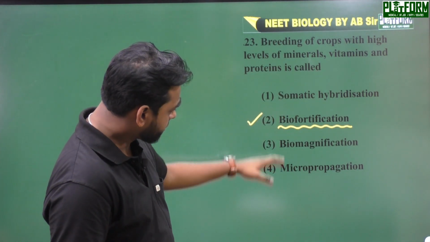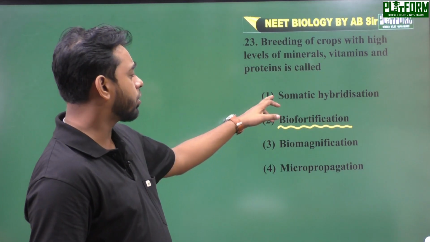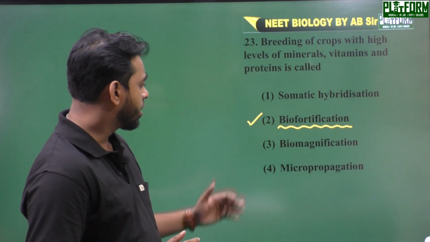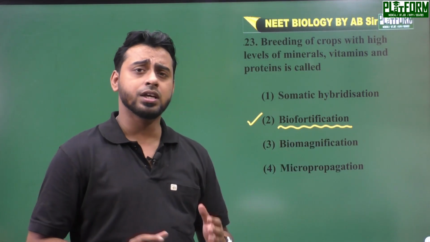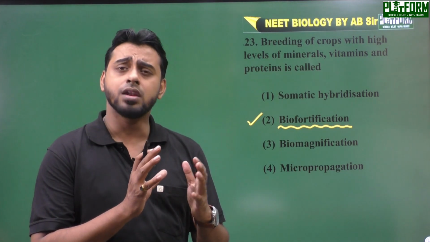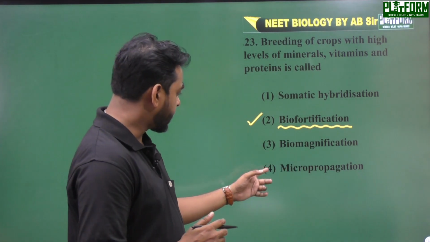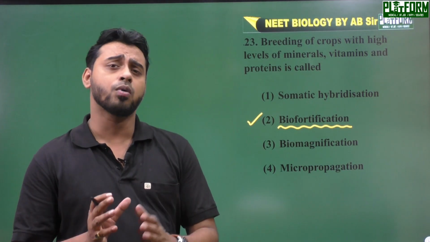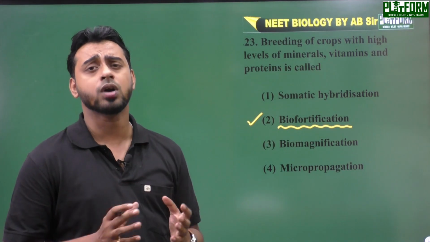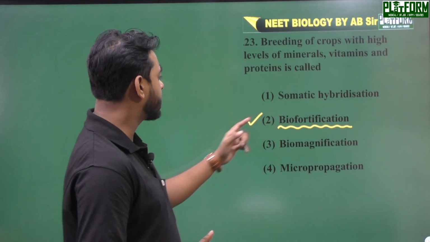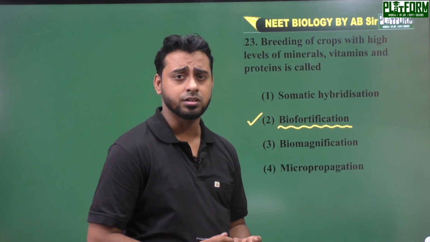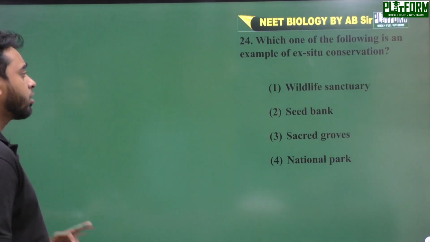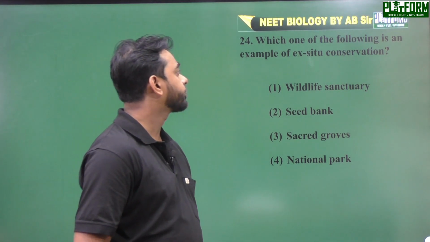The rest of the answers are not at all correct, because somatic hybridization is a technique of plant tissue culture, whereas biomagnification is actually an environmental issue, and the next one, micropropagation, is also one type of tissue culture technique. So the answer will be biofortification. Clear? So move to our next question.